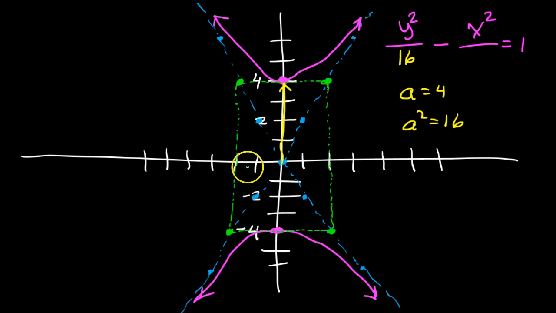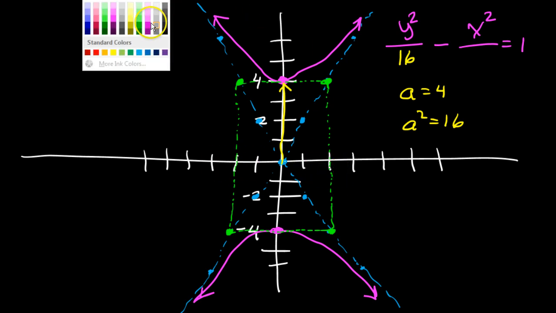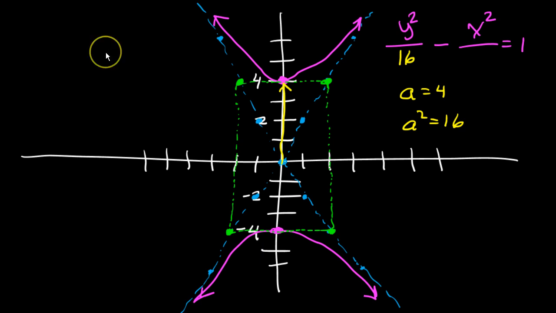Now that I can see where the other two sides of my rectangle are, I can tell you exactly what the b value is. Okay, so the b value is the distance from the center to the co-vertex, which is right here. So that means that my b value is 2, which means that b squared is 4, so this is 4. So this is the answer right here.